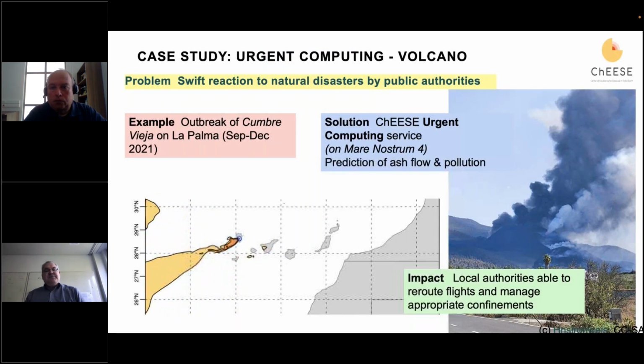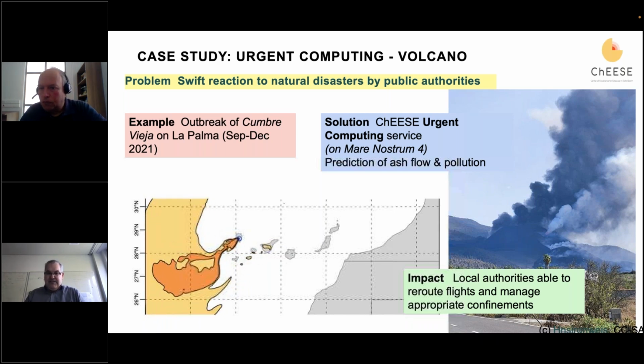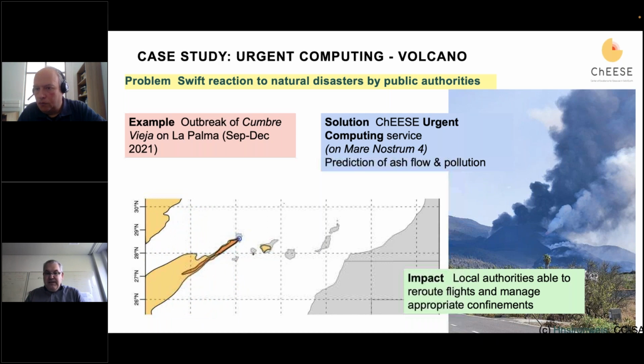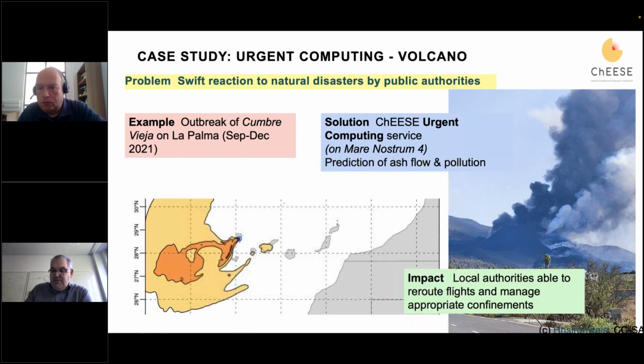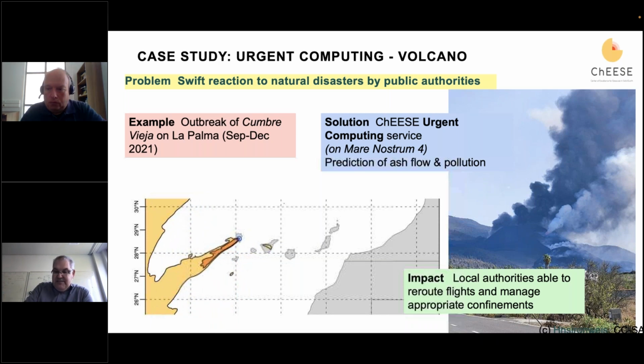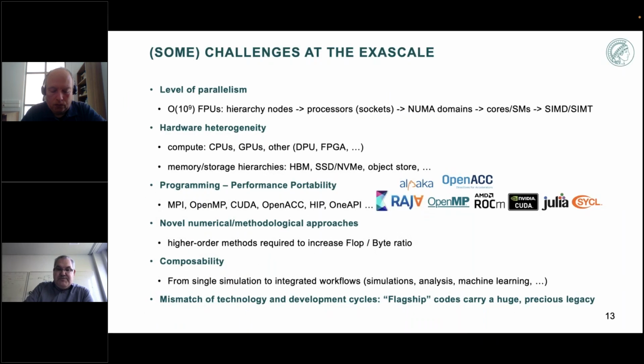And maybe a last example, which is a kind of, again, different beast, is urgent computing. Particularly when you have natural disasters, like here is a simulation of a volcano eruption, and you try to simulate where the eruption goes. You need not only large-scale compute power, but you also need to have that swiftly, which is another challenge to get the large-scale compute power quite immediately on your fingertips.